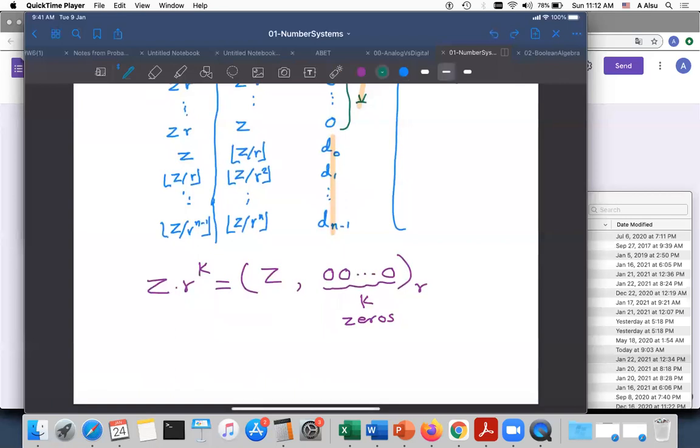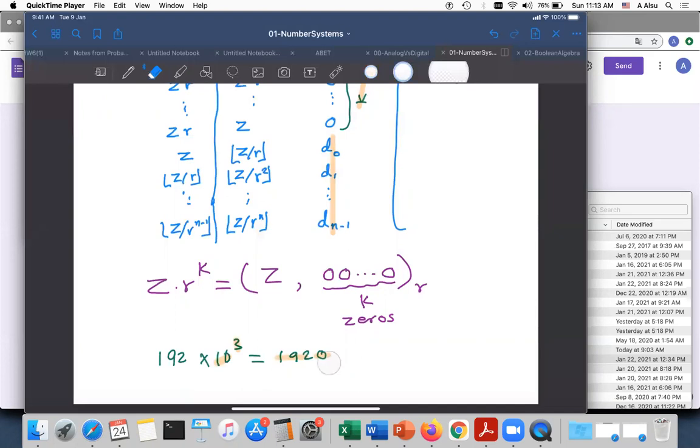Because in decimal, for example, if you have 192 times 10 to the 3, that is equal to what? 192 followed by how many zeros? 3 zeros. What is the 10 here? It's our r, which is 10 here, the base. So we have 192, which is z, the same number, followed by 3 zeros, which is the power, the k. In any other base, you'll have the same result.